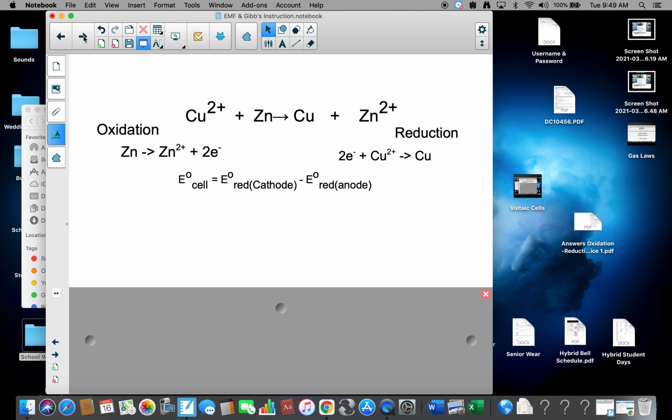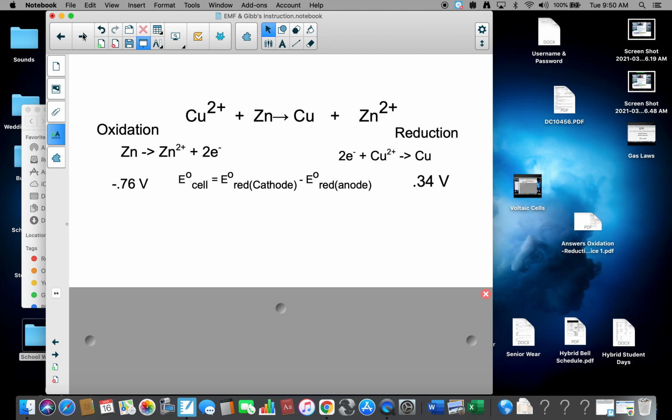Okay, again, my standard reduction potential for the cathode, so we'll do copper, and for the zinc, the reduction potential of the anode. We look at the chart. It's 0.34 volts for the standard reduction potential of copper. The standard reduction potential for my anode is negative 0.76.